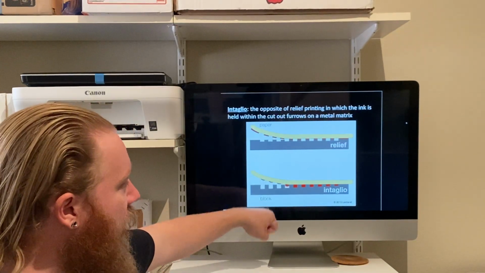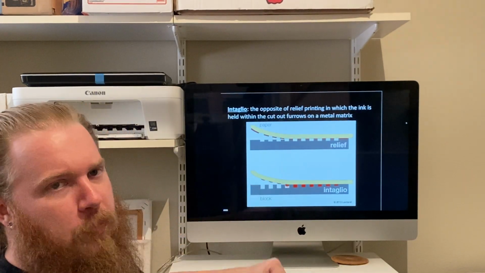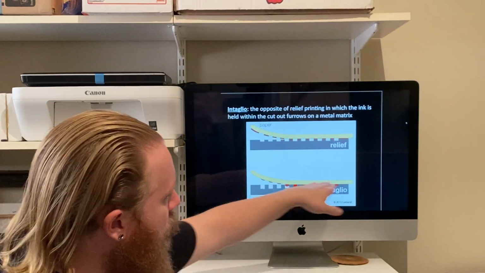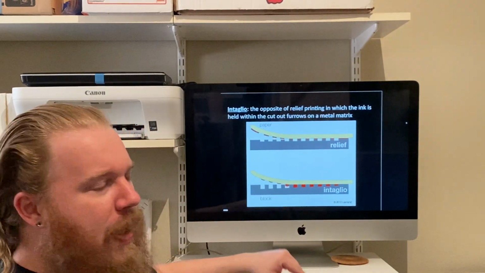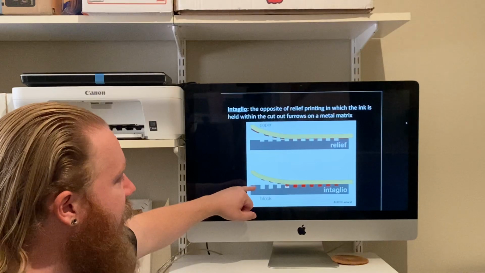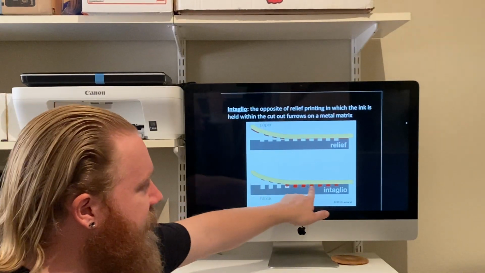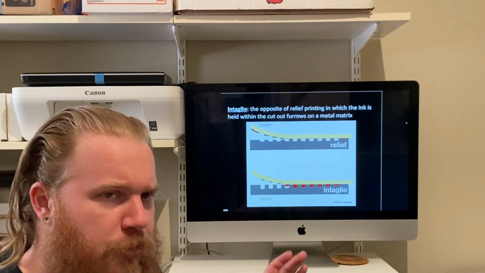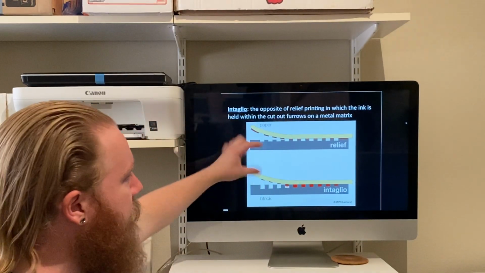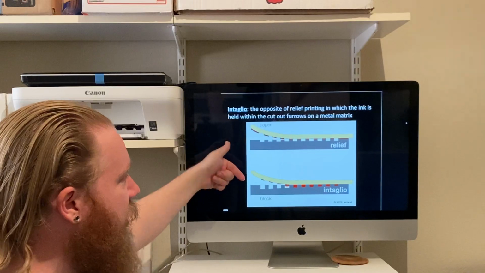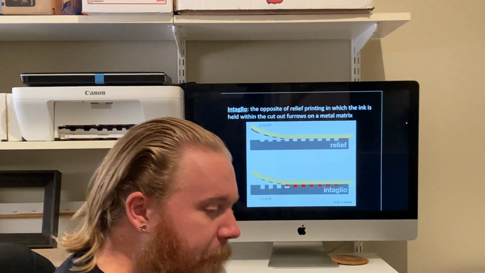Whereas in intaglio, where we want the image, we use a metal tool to cut these little grooves out of the metal plate. We would then ink the plate up on top, and then we would wipe the excess ink off of the top of the plate, only leaving it down inside the recess of the groove that we cut. So it's the complete opposite. Intaglio is the complete opposite of relief printing.